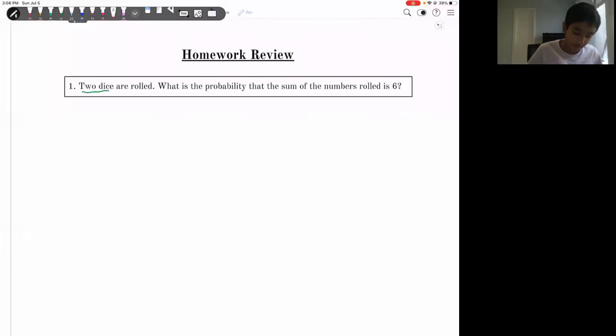Let's go over this problem. Two dice are rolled. What's the probability the sum of the numbers rolled is a 6? So let's just list out all the possible cases. You can have 1 and 5, 2 and 4, 3 and 3, 4 and 2, 5 and 1. And this can't be any higher than 5 because then we won't have a possible outcome that works. So this is five ways.